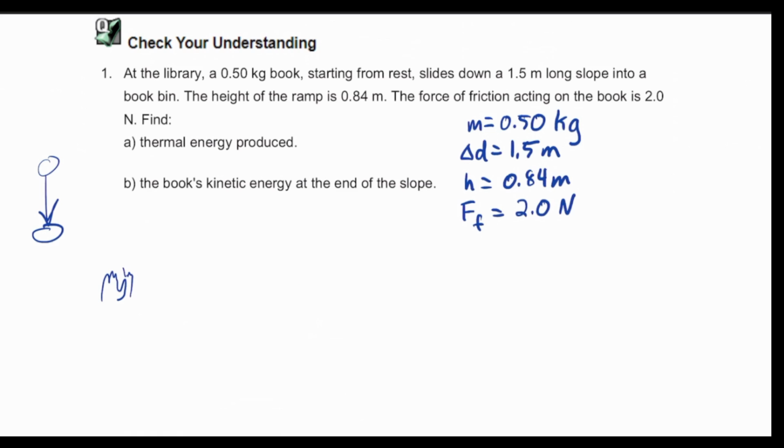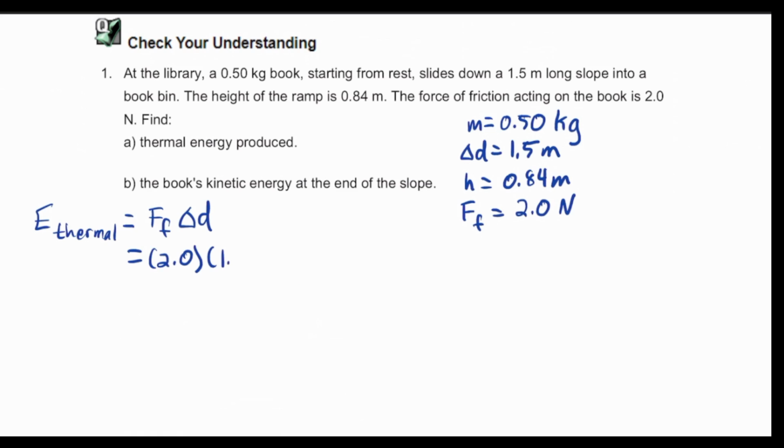Here's my terrible, creepy hands rubbing together. We know that that creates friction. The same thing's going to happen when the book slides down the ramp. So we're just going to worry about the frictional force here, and we're going to use this equation. Thermal energy is going to be force times displacement. So I know the force of friction was 2 newtons. I know it was exerted over a distance of 1.5 meters. That was the length of the ramp slope. And so 2 times 1.5 is just going to be 3.0 joules, and that's our thermal energy here.